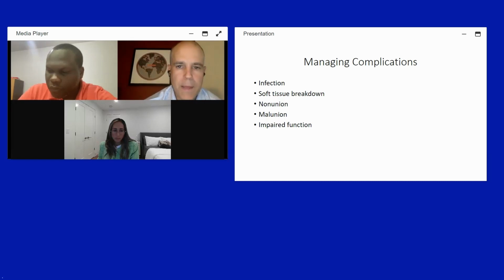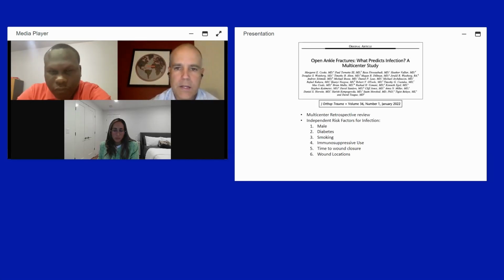Now, as we talk about managing some of these complications, the biggest ones we see are infection, soft tissue breakdown, non-unions, malunions, and impaired function. I kind of break these into two classes, right? The top two are the most paramount that we deal with. The latter three, we have many solutions for, but like I said, the soft tissues are so critical in these open fractures.